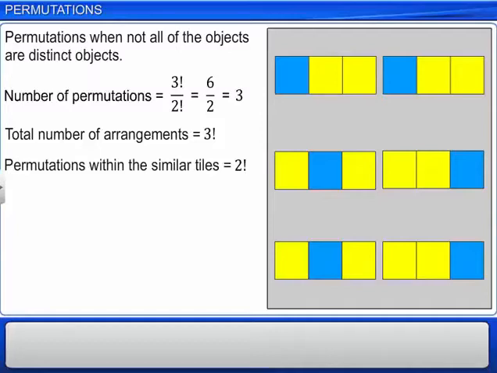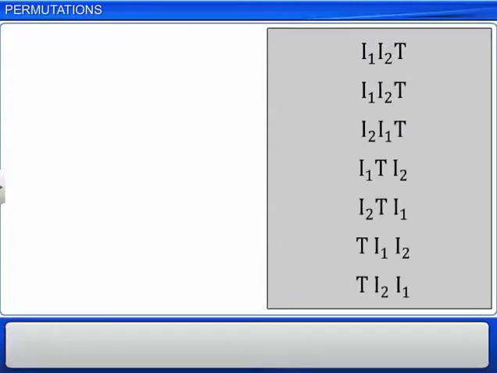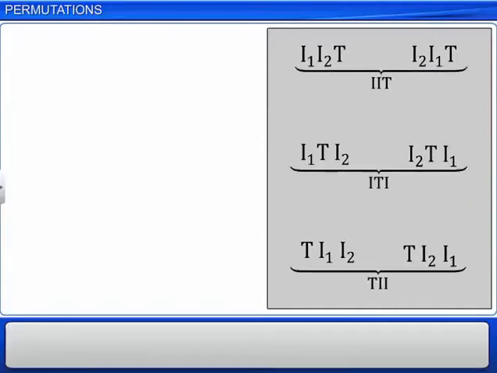Let's consider another example. Let us find the permutations of different words that can be formed with the letters of the word IIT. Let's mark the two I's as I1 and I2. The possible permutations are as shown. If we ignore the subscripts, the arrangements look like 3 words. Observe that every similar pair of words is formed with 2 different permutations of the 2 I's in the word. Therefore, the number of permutations is equal to 3 factorial divided by 2 factorial.